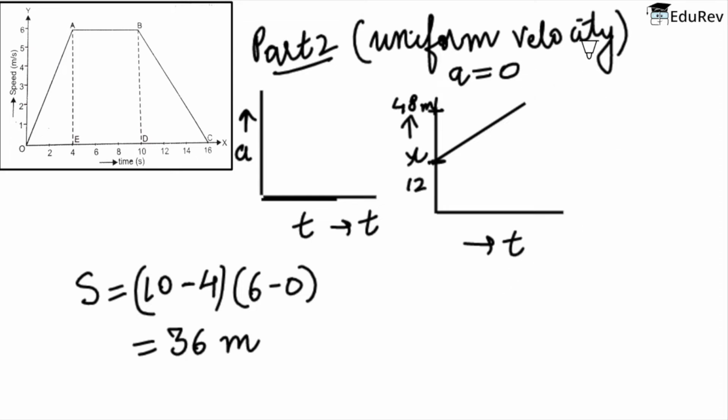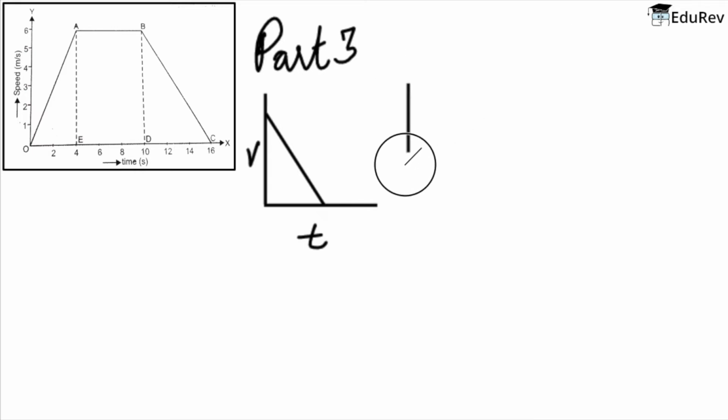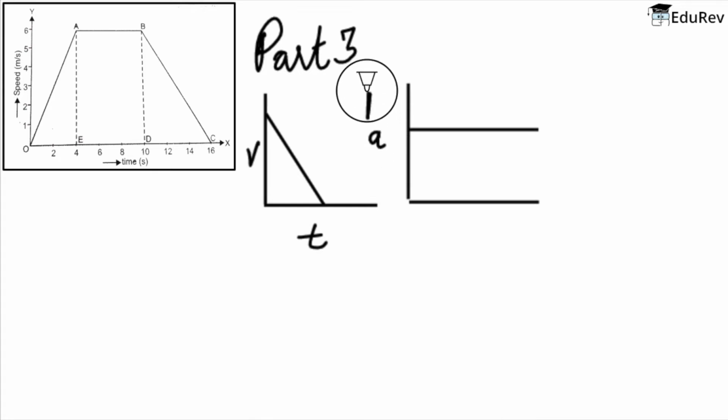Now let's come to part 3. Here we are given a uniform or constant retardation. How so? Because you see the velocity in the graph is decreasing as the time passes. So our acceleration is negative. So if we write the AT graph for this, and we take this value as 0, then the acceleration would be a negative value, and let's calculate that first.